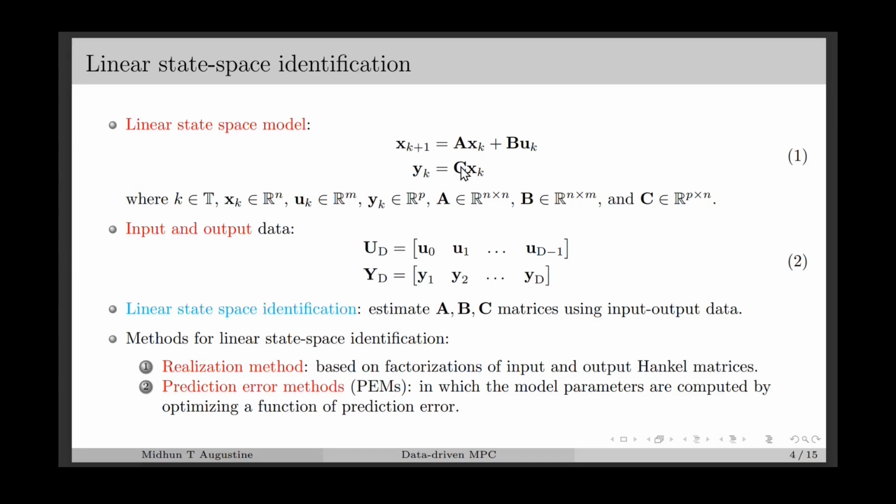The available information consists of the input and output samples or observations, which can be stored as columns of a data matrix, resulting in the input data matrix capital UD and output data matrix capital YD. Here, capital D stands for the number of data samples. Then, the linear state space identification problem is to estimate the model parameters or A, B, C matrices using the input-output data.